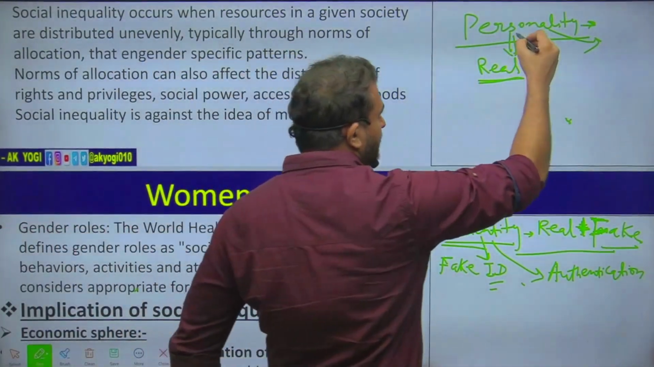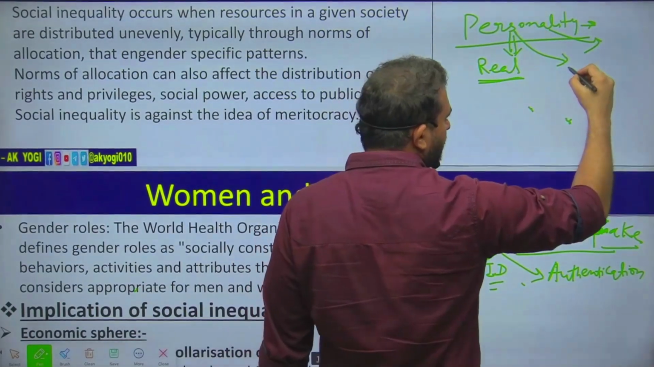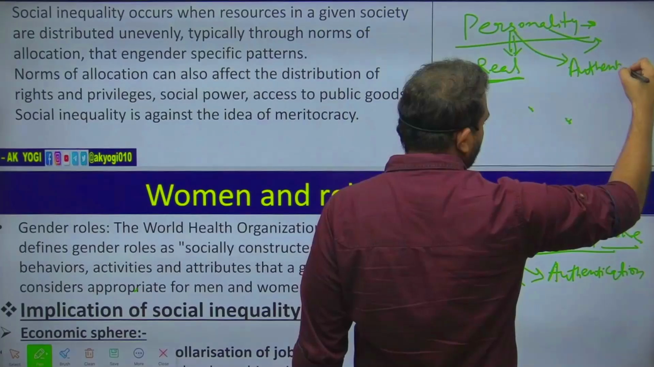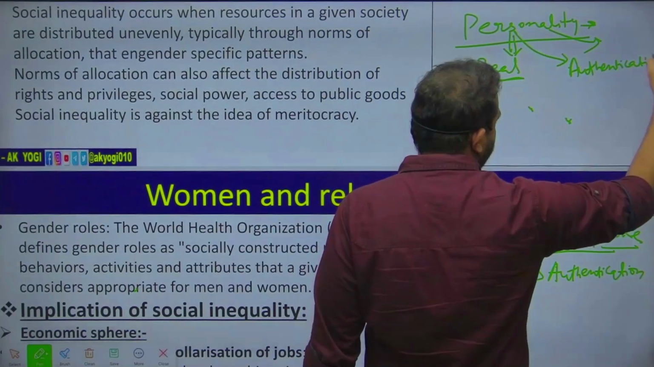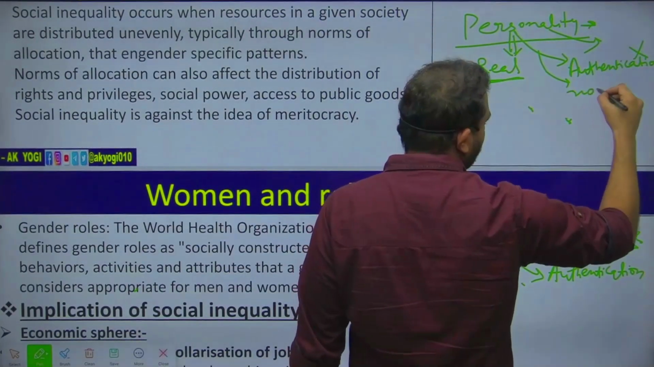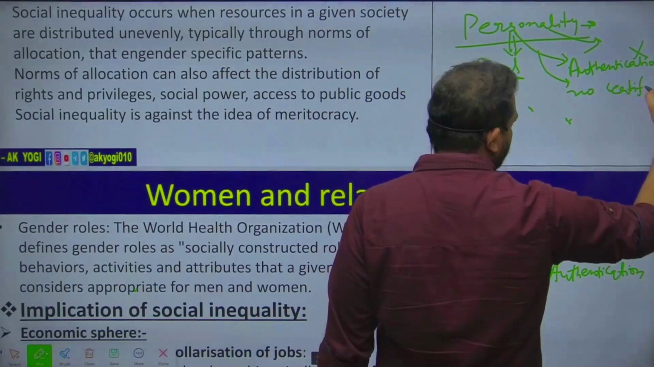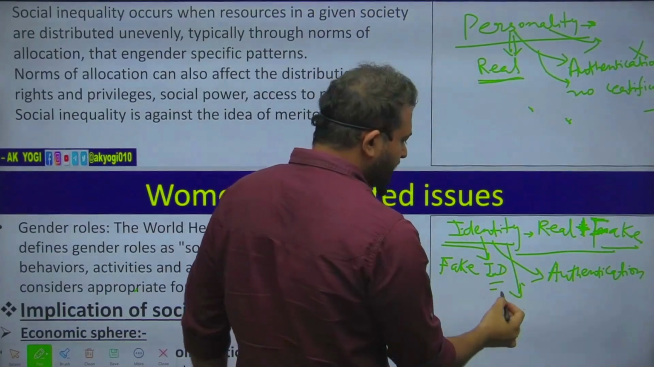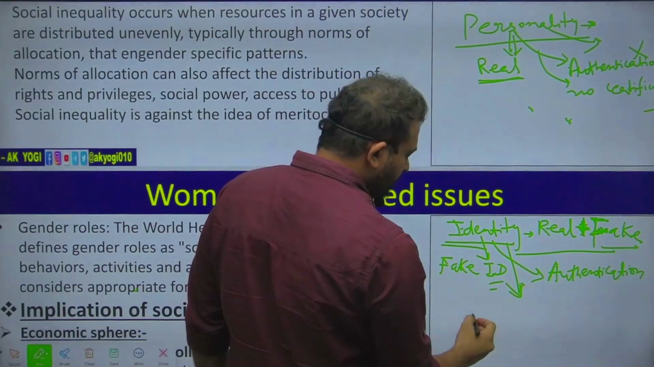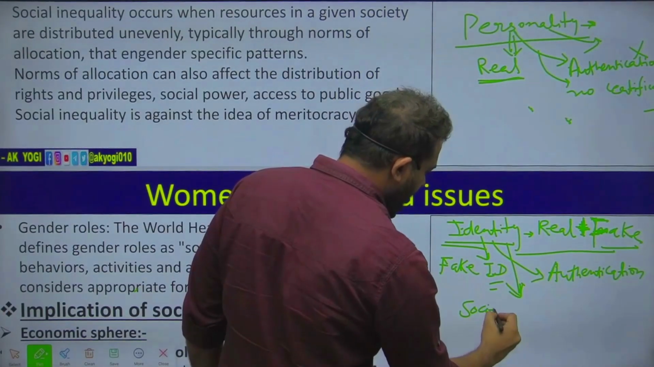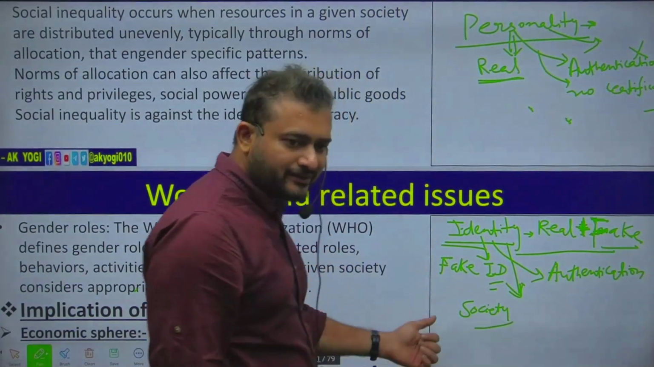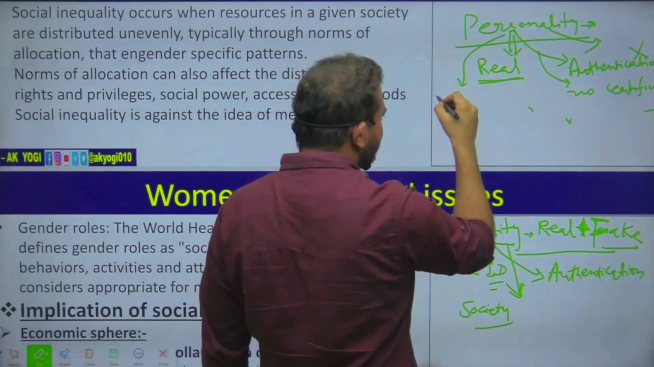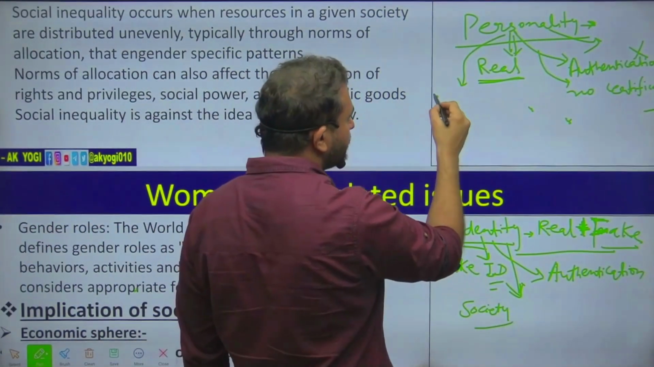Personality is real. It does not need authentication or certification. But in identity, there is certification. That means identity is something by which you are seen in society. How you are seen in society, that is identity. Personality is how you see yourself or how you identify yourself.